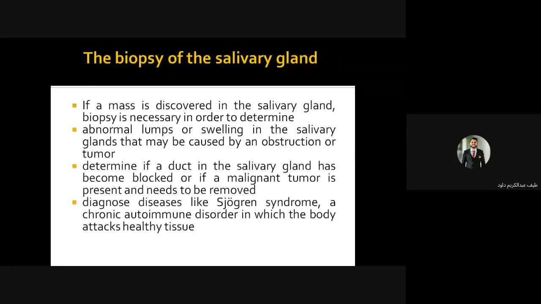We are going to use these types of method if there is any lump or swelling in the salivary gland. Also, we may have an idea about the duct of the salivary gland, whether it is blocked or there is any malignant tumor to be removed. Also, in case of autoimmune disease, Sjogren syndrome, which we will discuss in detail and is considered an autoimmune disease, we are going to use a biopsy in order to confirm, and usually the biopsy, as we will see, is taken from the lower lip.